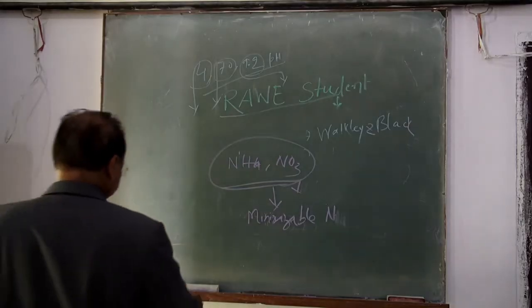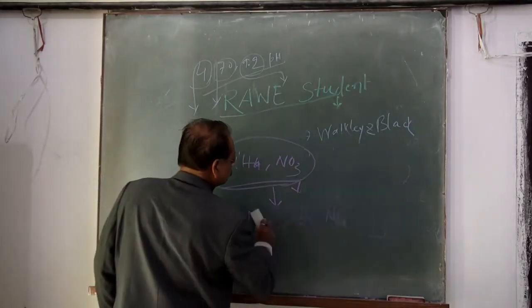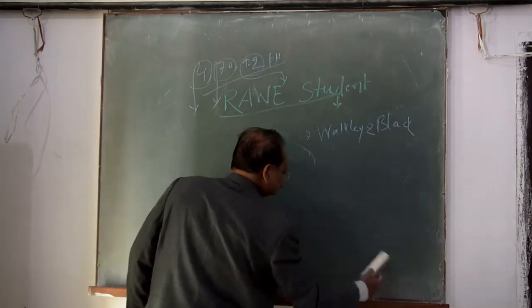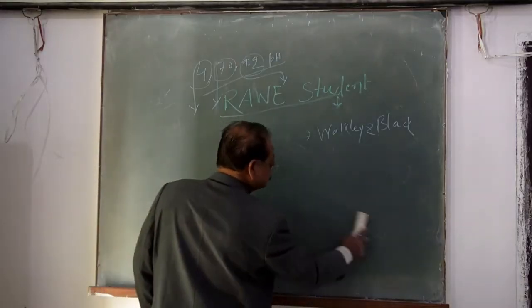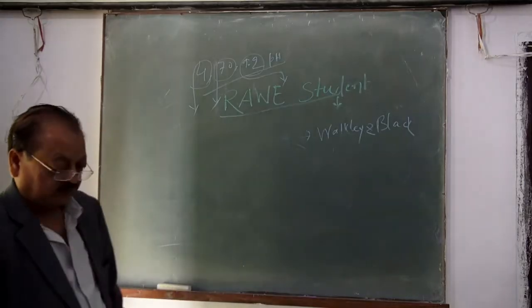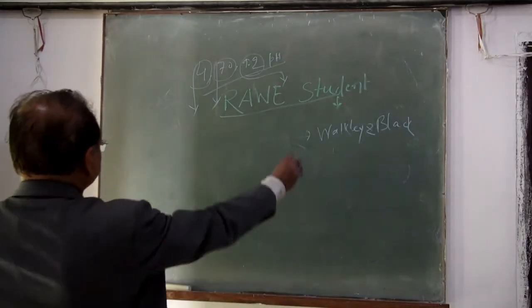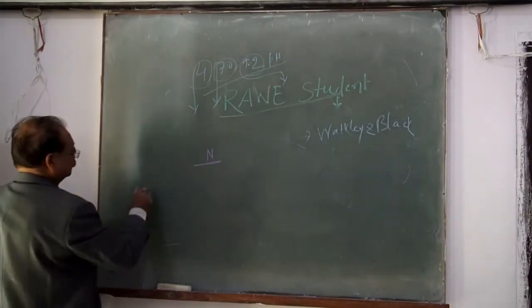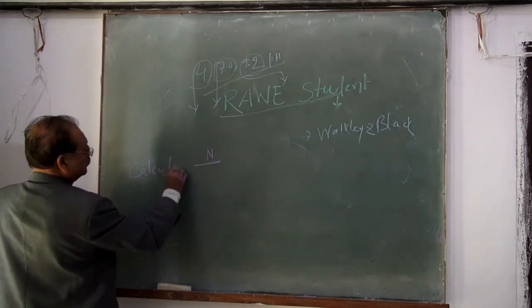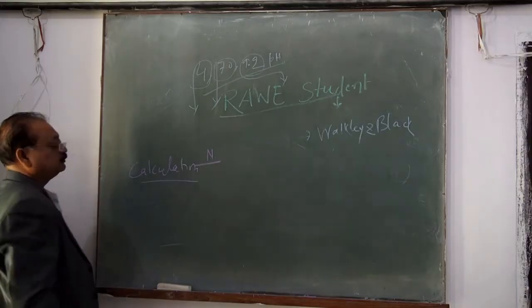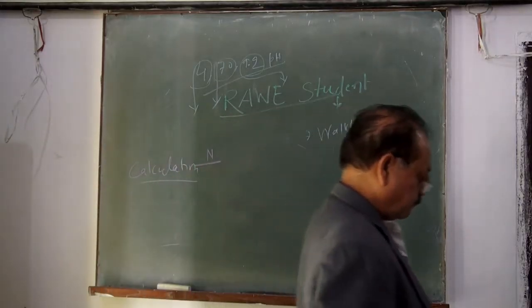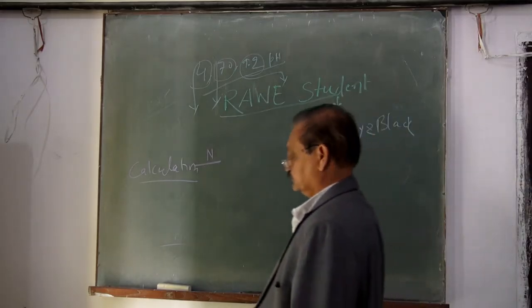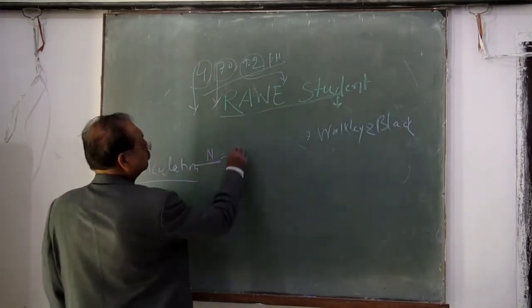So now come to the point: how to calculate the nitrogen of a soil sample, the calculations. What is the nitrogen? It is 14 gram.